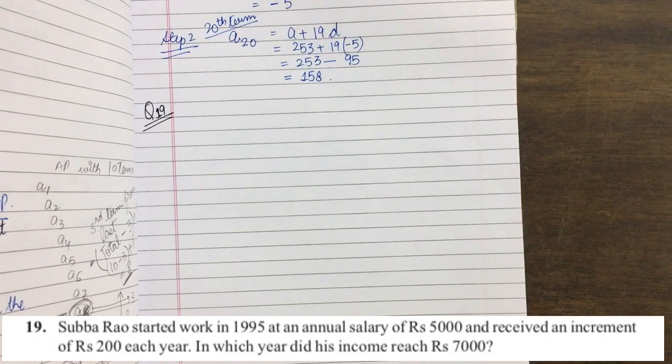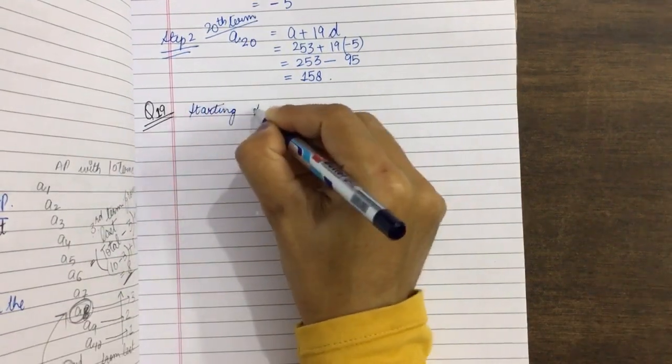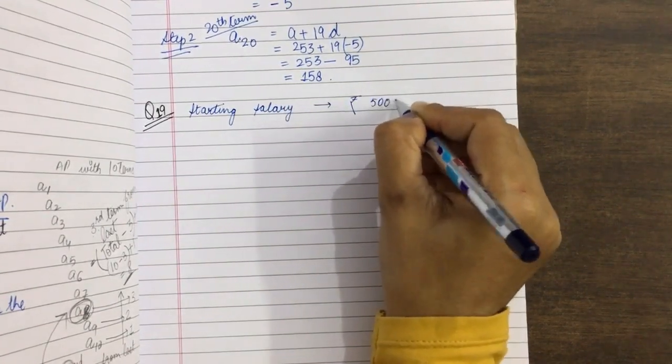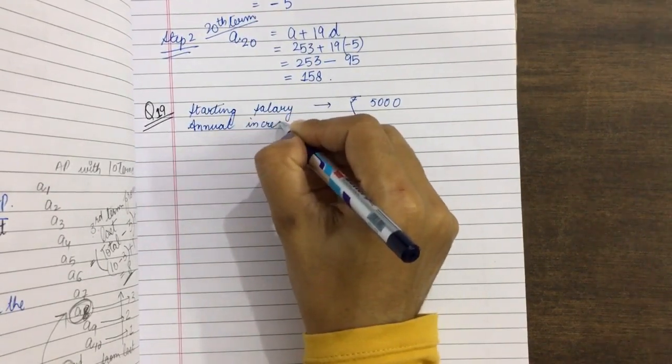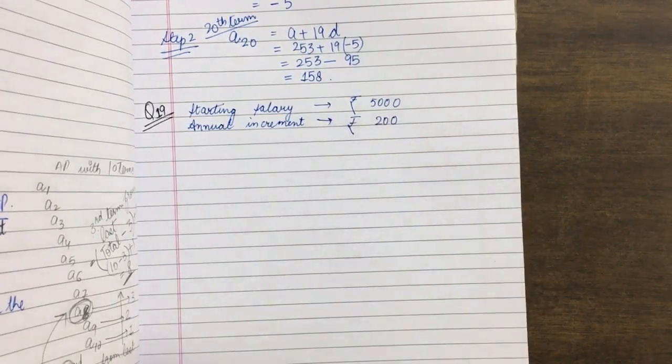Subbarao started work in 1995 at an annual salary of 5,000 rupees and received an increment of 200 rupees each year. In which year did his income reach 7,000 rupees? So let's just write this. The starting salary or the starting income is 5,000 rupees, and then there is an annual increment. Every year the salary is increased by an amount, and that amount is 200 rupees.